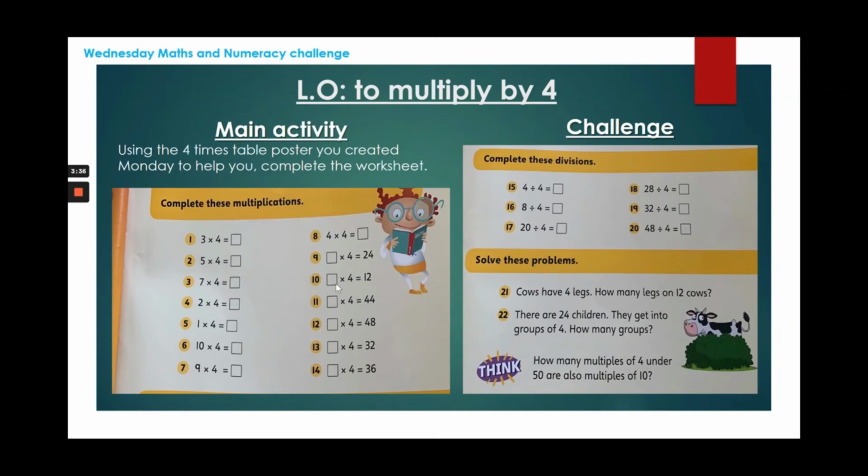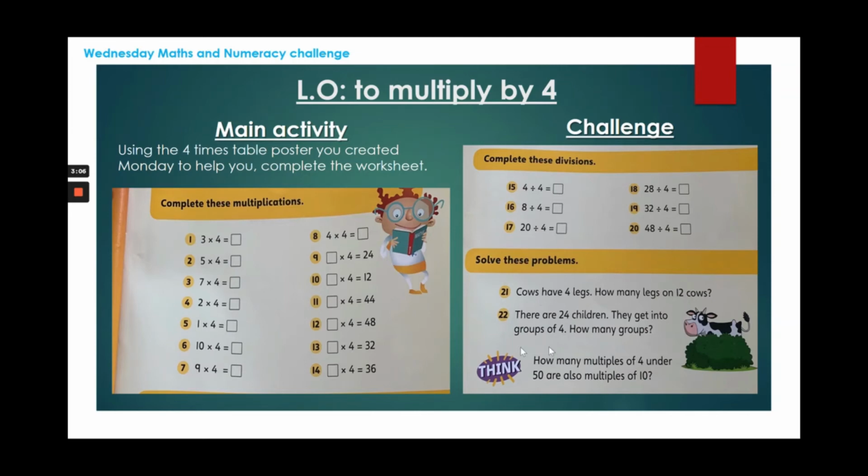Now let's look at 10. So something times 4 equals 12. So let's do our 4 times table with our fingers again and stop when we get to 12. So 4, 8, 12. Have you got 3 fingers up as well? So we know that 3 times 4 equals 12. Fantastic! So this is your main activity today, is to complete these multiplications.